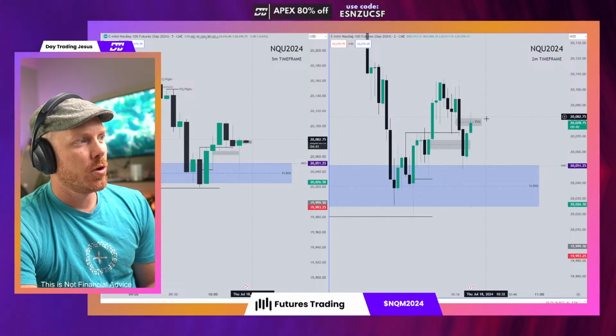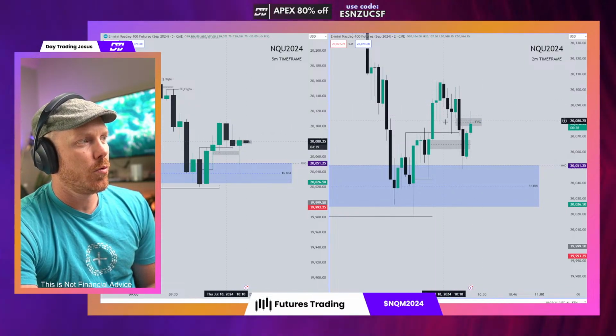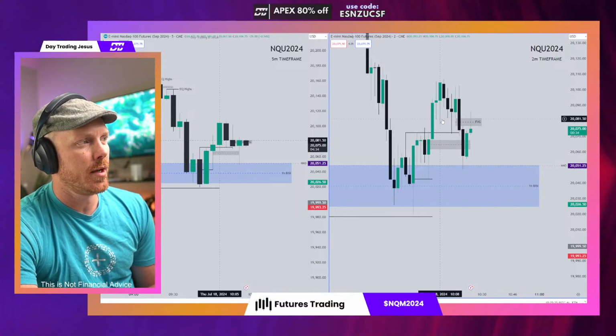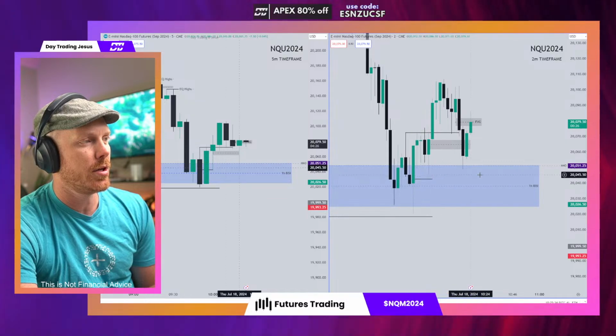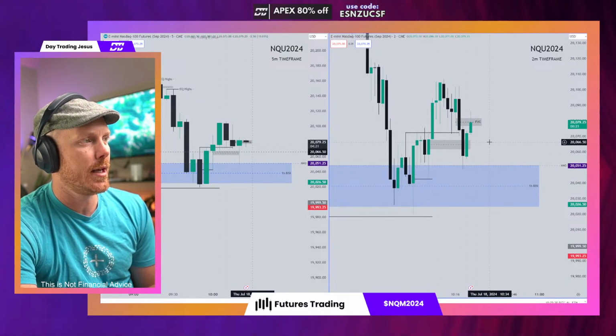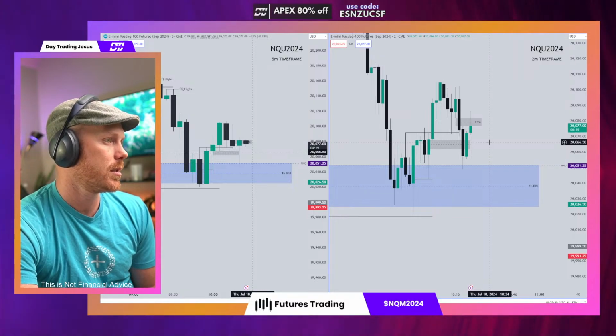The only problem I don't like about this 2 minute is, look, what are we redelivering from? It wasn't a clear run on liquidity because it just doesn't show me anything good. So even if we close above this, I'm going to say I'm going to pass.